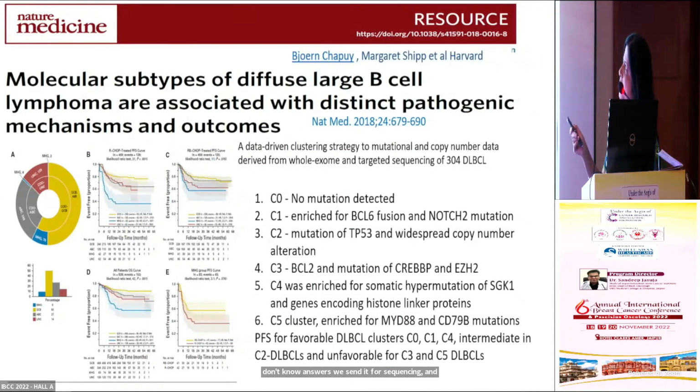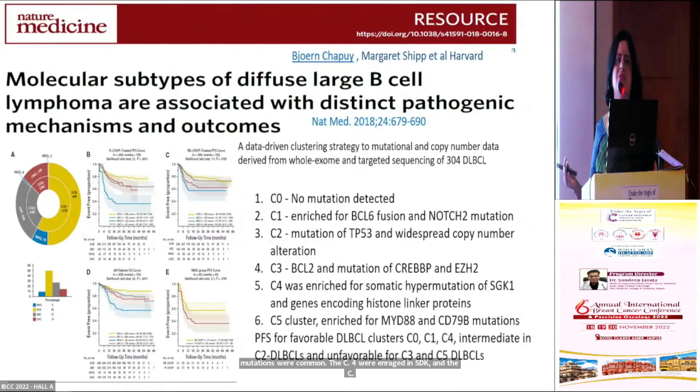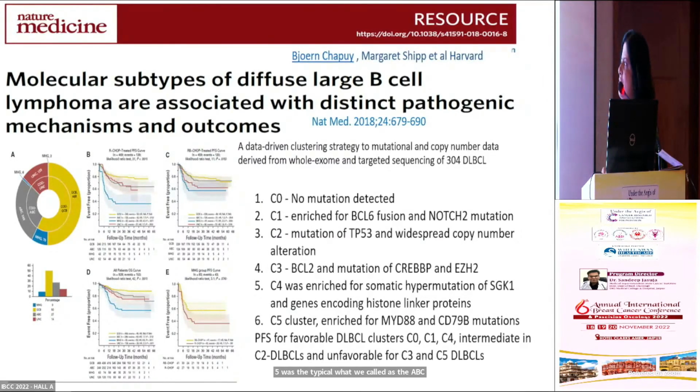So the first paper that was published was, there are names that the studies have. This is the Harvard or the Boston group by Chapuy and Shipp, and they looked at 304 DLBCLs, and they came up with five subtypes of DLBCL. The C1 was BCL6 and NOTCH mutation positive. The C2 was TP53 positive, C3 was BCL2, and it was essentially EZH2 mutations were common. The C4 were enriched in SGK, and the C5 were the typical, what we called as the ABC type of DLBCLs with MYD88 and CD79 alpha.